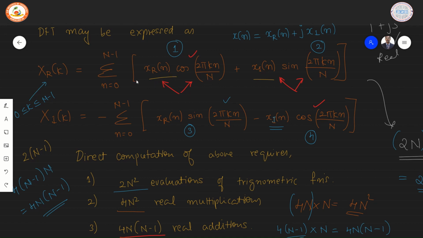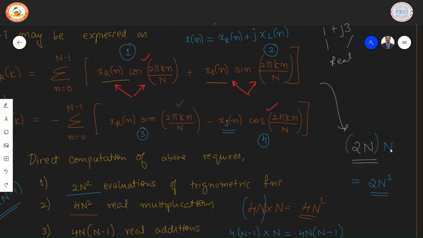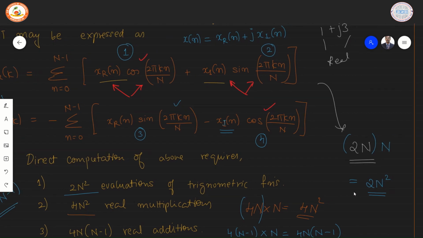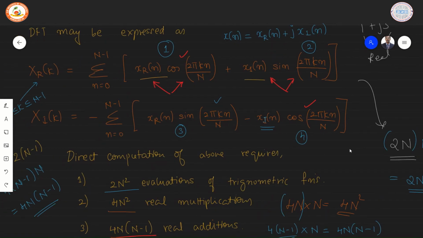Now, this is for a single value of k. In total, there are N values of k. Therefore, the value 2N has to be multiplied with N and we get the answer as 2N square. Coming to the second equation, the sine and the cos are already calculated in equation 1, so we need not calculate them a second time. So the total number of trigonometric functions which we calculate remains as 2N square.